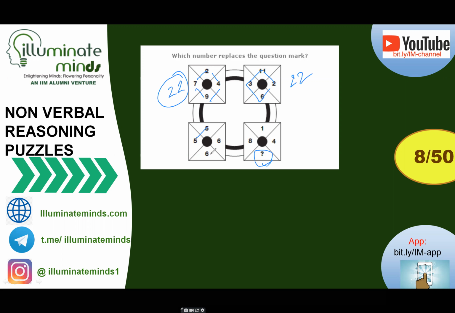Let's check out this as well. 12 plus 10 is equal to 22. So now it's confirmed that in the fourth circle also the sum will be 22. 1 plus 8, 9 plus 4, 13. 13 plus x should be equal to 22. X will be equal to 9. Is this okay, guys? This is the answer for question number 8.